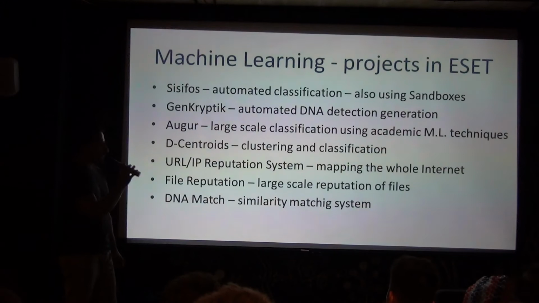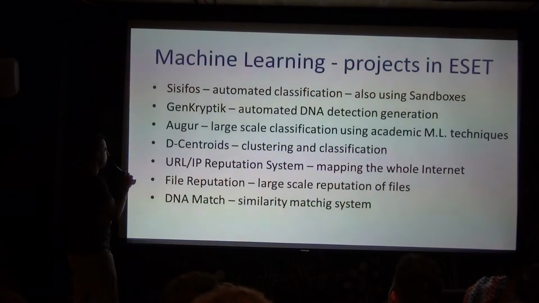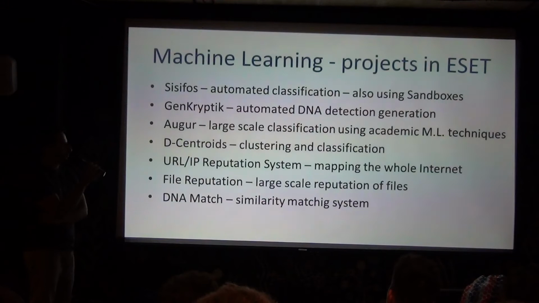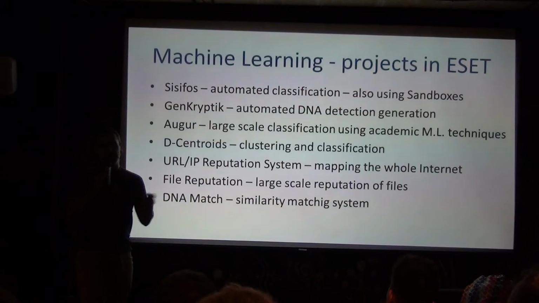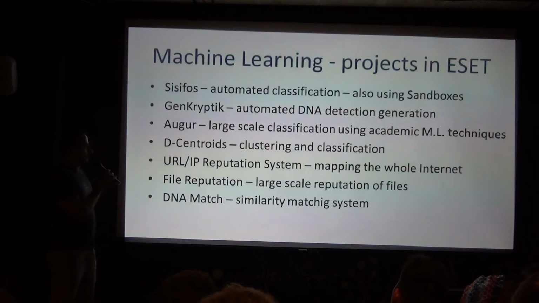So here are the machine learning projects that we currently run at ESET. We have something called Sisyphos. It's automated classification of different samples, a pretty dumb way, but quite effective, of using sandboxes. Basically, if we have a new sample, and it drops something malicious or has some clearly malicious components, we detect it. Then we have GenCryptic, which is automated DNA detection generation.